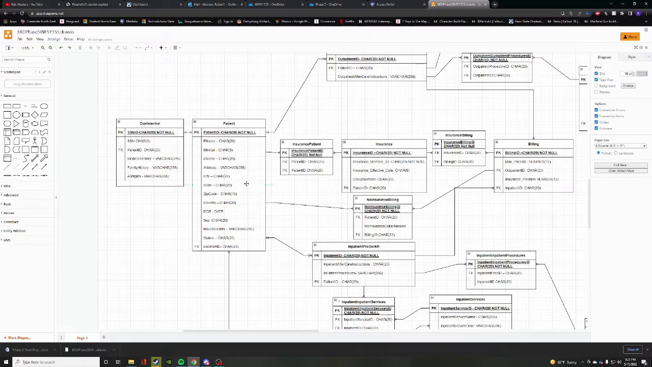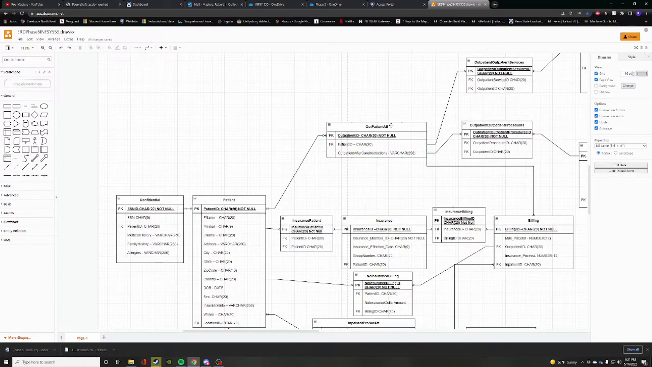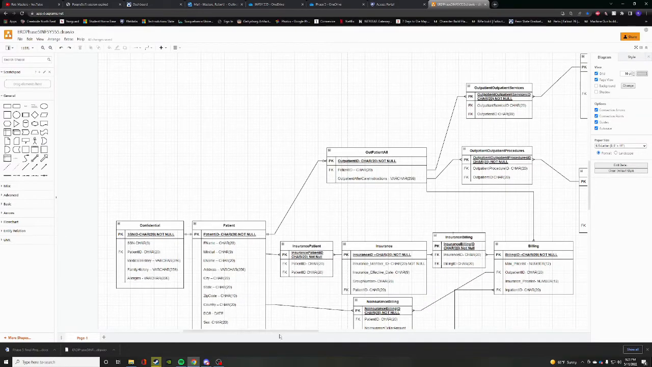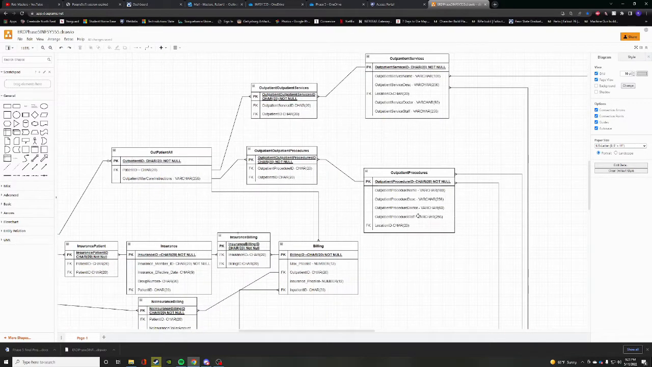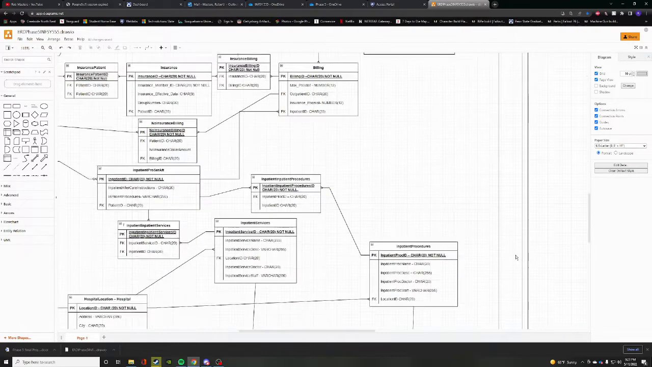We also have outpatient all. This is just the broader category for outpatient procedures and services. It checks whether or not they had their aftercare instructions. That's broken out into services and procedures. So this has things like the service name, description, location, doctor, and staff. And that's also true for procedures as well.